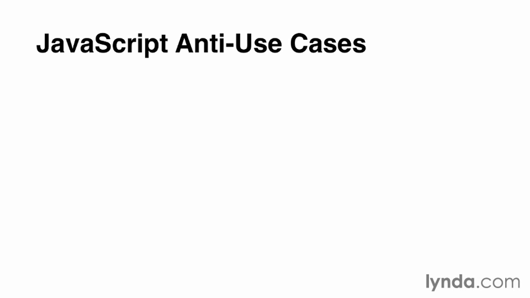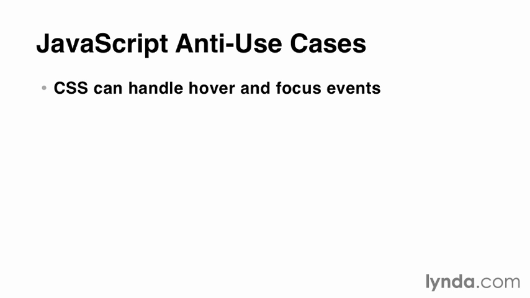Now let's take a look at what I call JavaScript anti-use cases. That is, situations where you don't necessarily need to use JavaScript. And indeed, perhaps you shouldn't. So first of all, anytime you're working with visual changes involving the hover event, that is when your mouse cursor goes over something, or focus events, that is when keyboard focus gets onto an element on a page, you can do that with CSS. You don't need JavaScript.